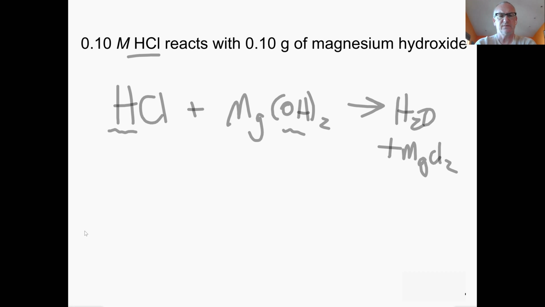Is it balanced? No. So how do we balance this? You can start by adding another 2 to the HCl. Right, so we're going to need two chlorines because we have two chlorines as products, so we need two chlorines as reactants. That is true. And so what else do I need to balance?